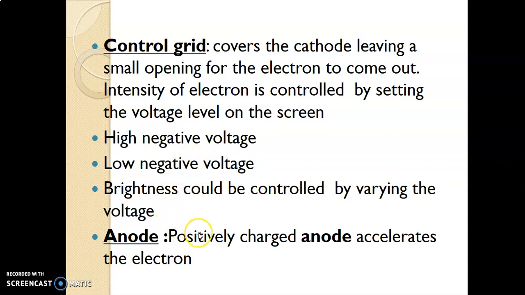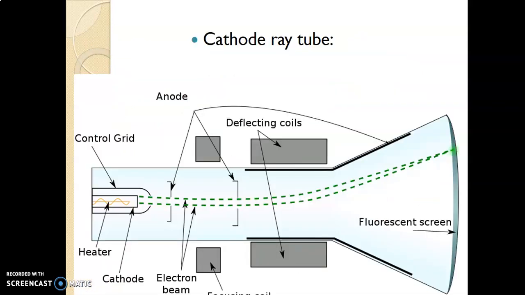There are anodes. These anodes are positively charged, and they help in accelerating the electrons. That means they increase the speed of the electrons. You can see there are different anodes over here, and these are used to increase the speed.